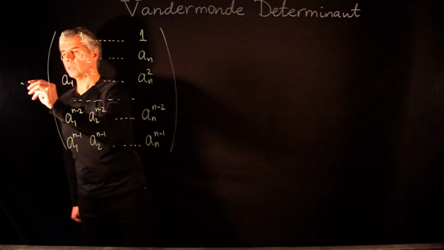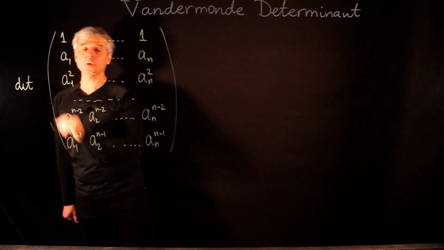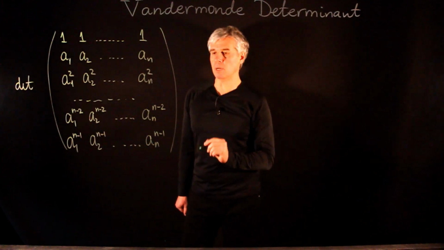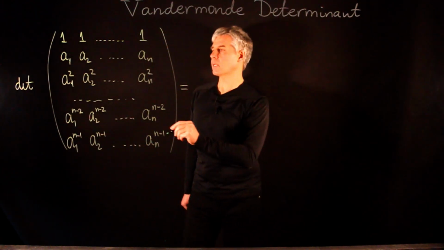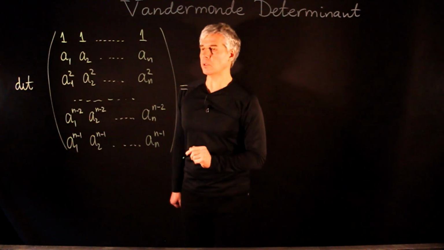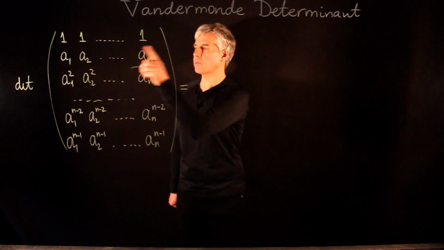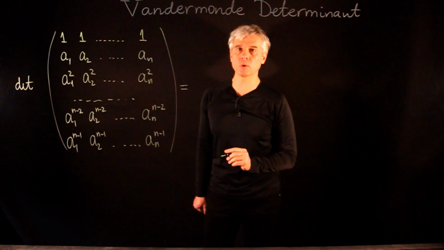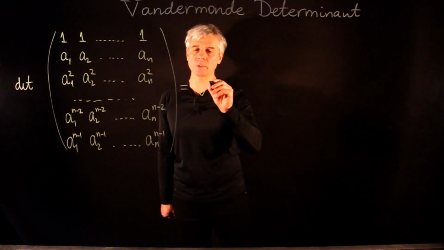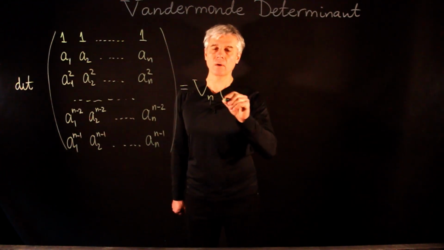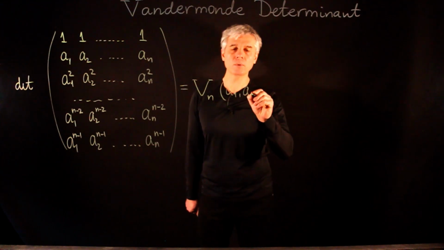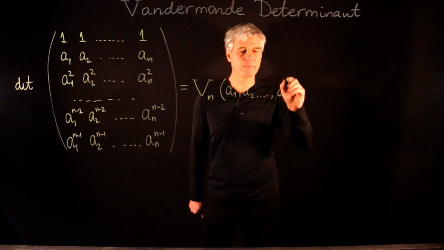And what we want to do is compute the determinant of this matrix. This matrix is called the Vandermonde matrix, and the determinant of this matrix is called the Vandermonde determinant. We will denote it as Vn of a1, a2, ..., an.